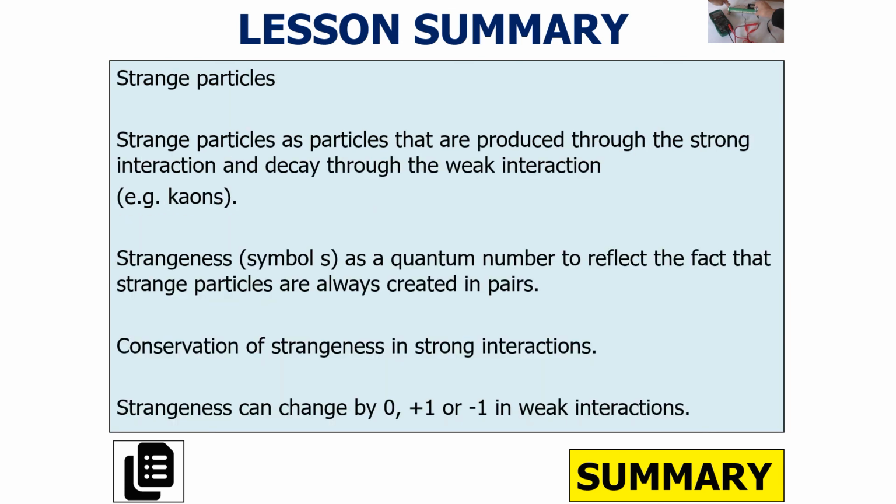And finally, we've got strange particles. Strange particles are particles that are produced through the strong interaction and decay through the weak. Strangeness is a quantum number to reflect that strange particles are created in pairs, with the conservation of strangeness in strong interactions, and strangeness can change by 0, +1 or -1 in weak interactions.